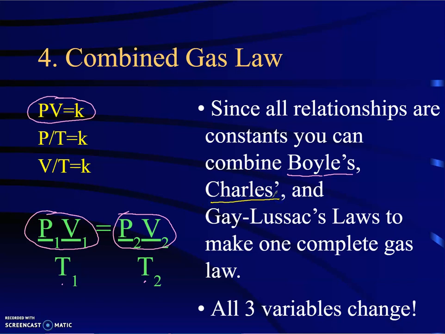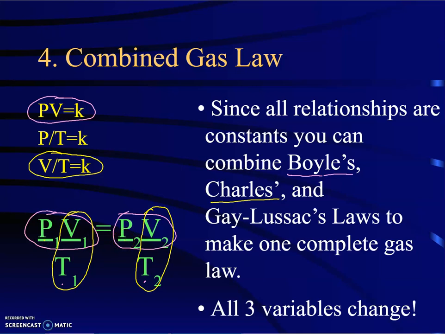Charles' law is looking at the directly proportional nature of volume and temperature. Remember, if they're directly proportional, you divide. V over T gives you a constant. We're looking at the expression V1 over T1 equals V2 over T2. And in Charles' law, pressure is maintained constant.